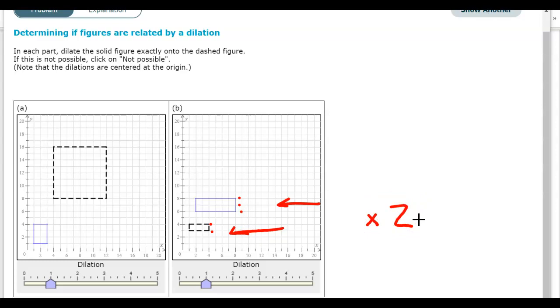So if it's going to be similar, we would have the same scale factor for this side down here. So this happens to be 1, 2, 3. So this is a 3. And if we were to multiply 3 times 2, we'd get a 6. And we would want to make sure that from here to here is 6, and it is.